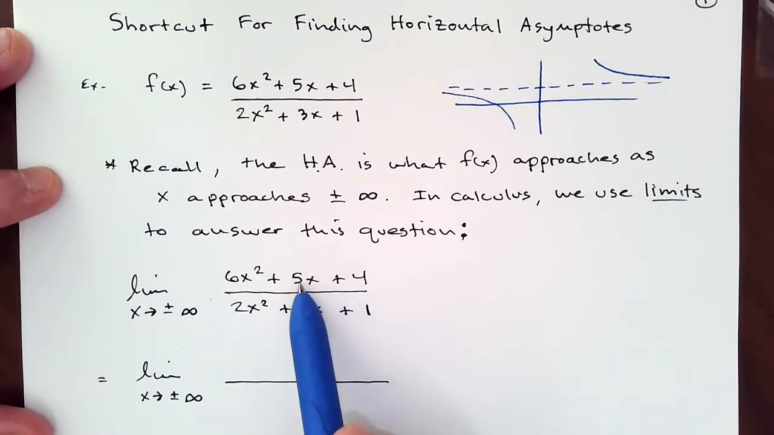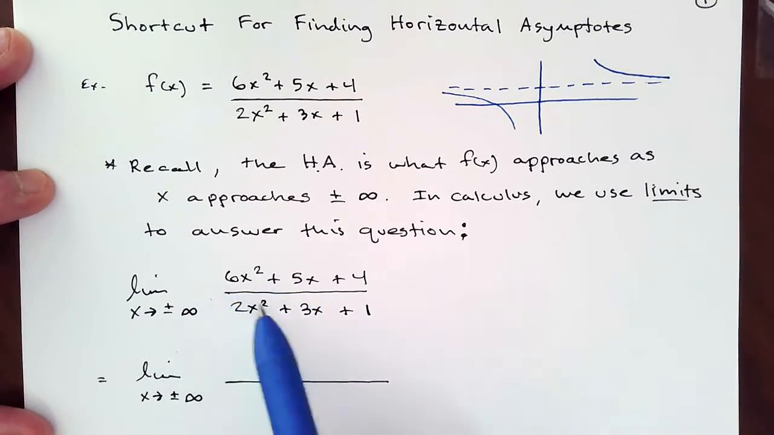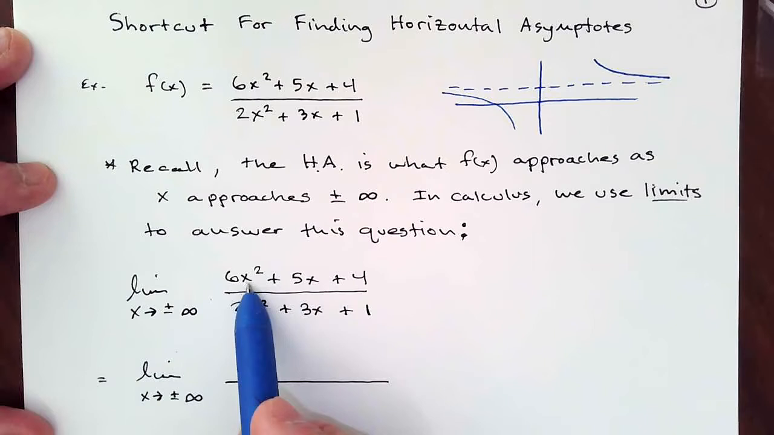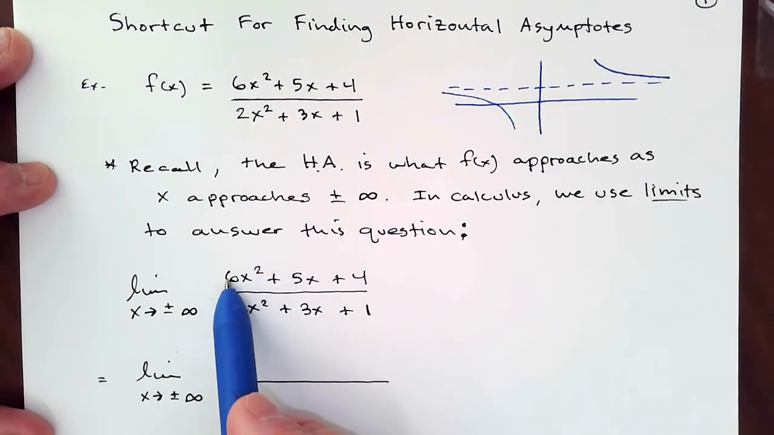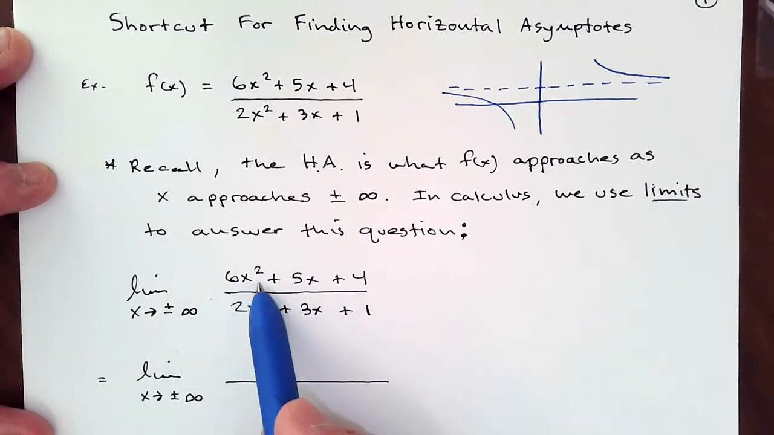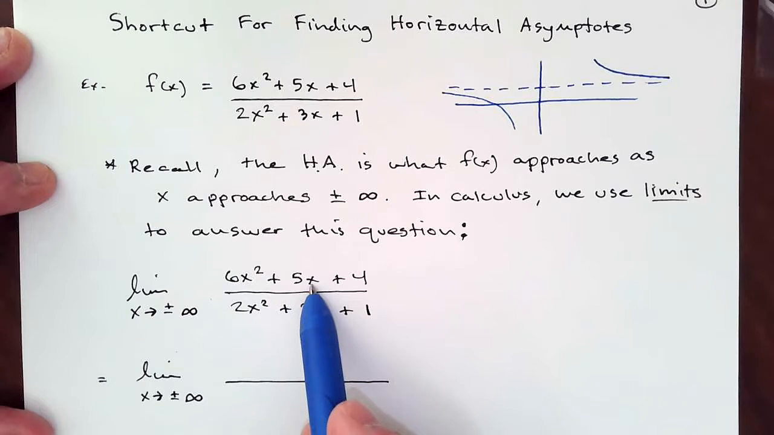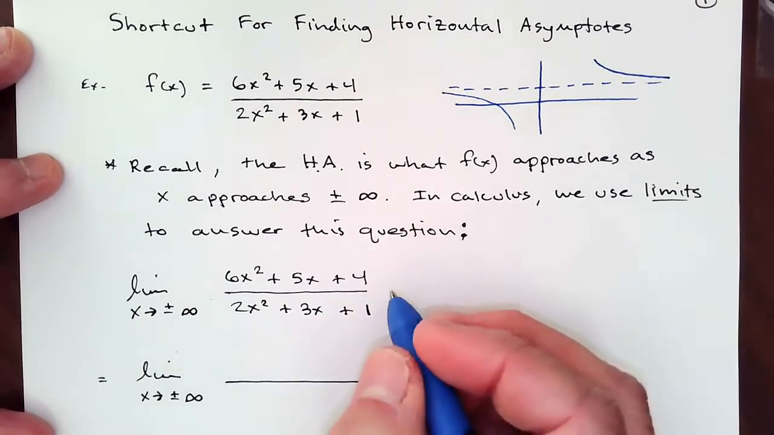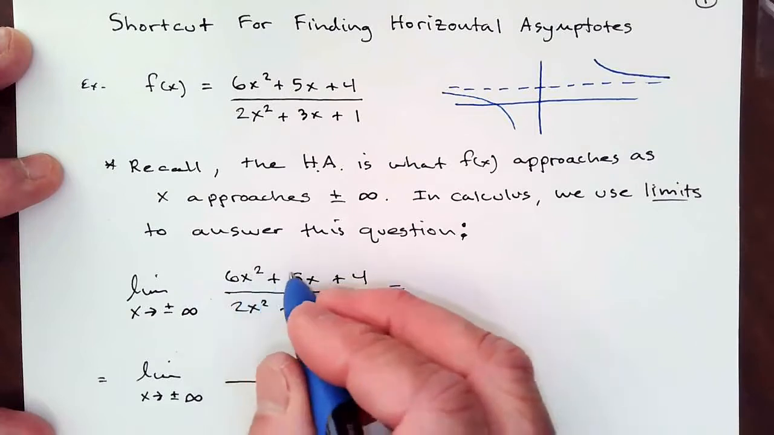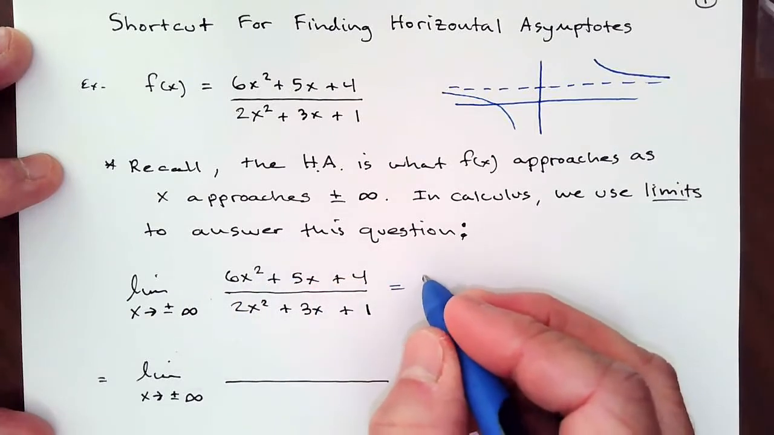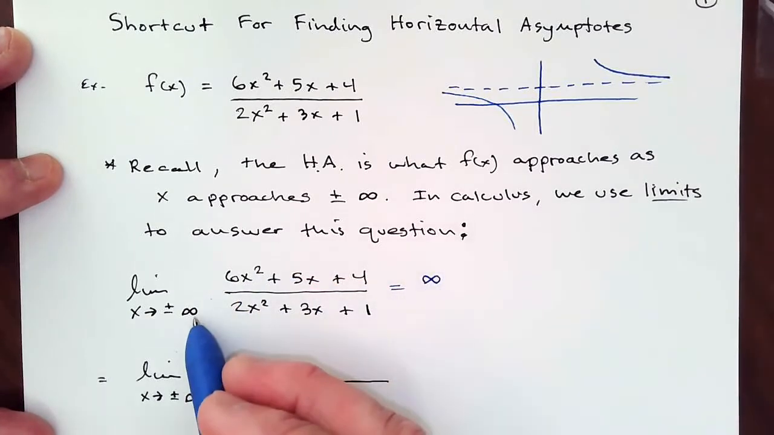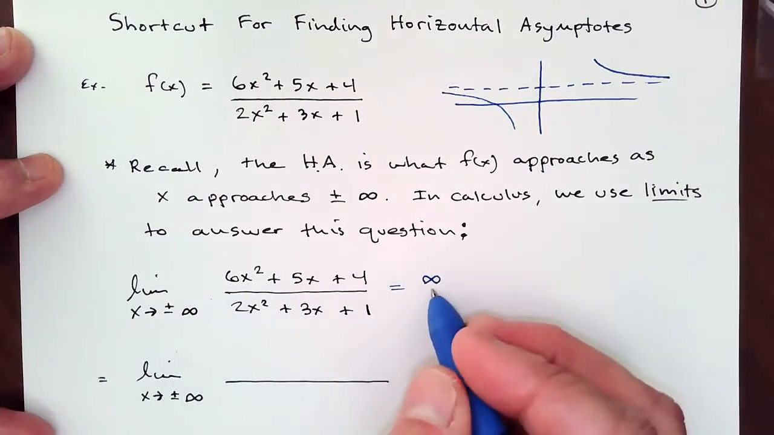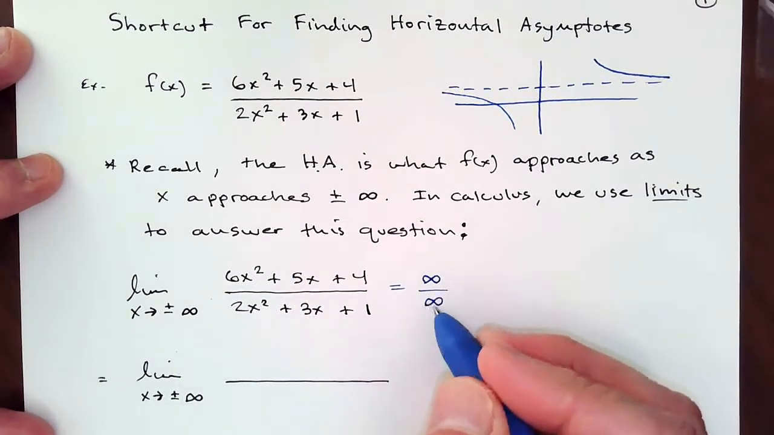So if we were looking at this limit, trying to find the horizontal asymptote, imagine let's just start with positive infinity. If we were to plug in infinity, square it, multiply it by 6, that's infinity, add 5 times infinity, which is infinity. Oh yeah, and then add 4 to that. Kind of jokingly, right? Because if you add 4 to all these big, huge numbers, it's not going to matter much. But the point is, when you plug in infinity, you get infinity on the top, and if you plug in infinity, you're going to get infinity on the bottom as well.